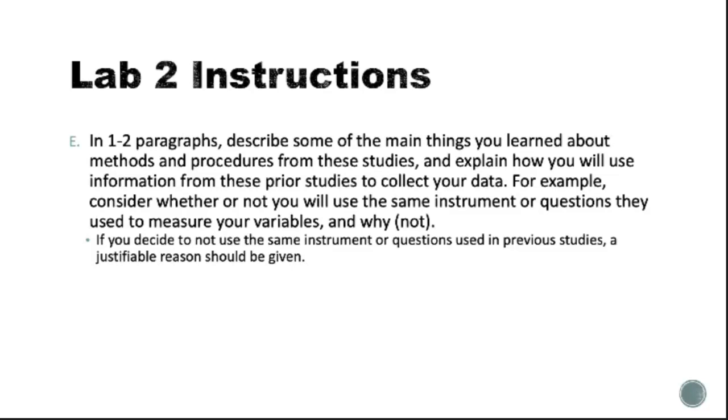So for example, let's say that I was looking at sleep quantity, and I was looking at the relationship between sleep quantity and exercise. I would say that I would use the Pittsburgh Sleep Quality Index because that's the way that sleep was measured in all these studies that I found. I would use that instrument. However, maybe I'm just going to choose a few questions from that instrument because I don't need the entire thing for what it is I'm trying to measure about sleep.